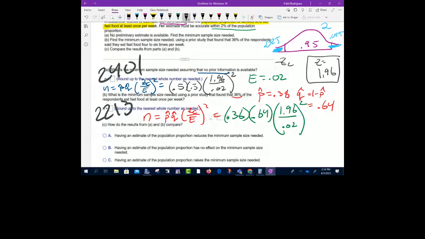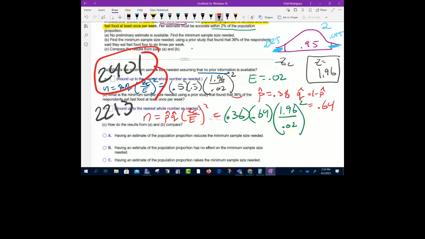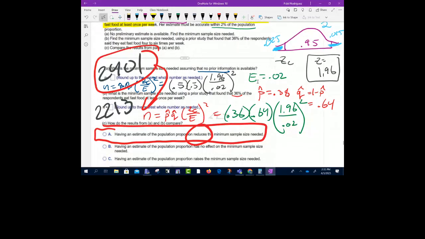Okay, so let's take a look, y'all. Just like we did before, did my number from here go up or did that number go down? What do you think? From 2401 to 2213, did it go up or down? It went down, right? So look what we're going to say. Having an estimate of the proportion is going to, again, y'all, reduce the size of the minimum sample, right? And I believe, y'all, that is 6.3.